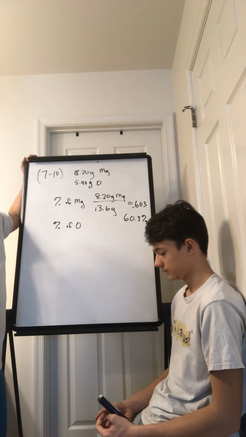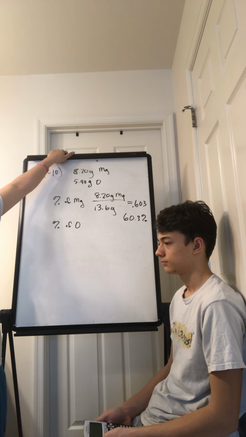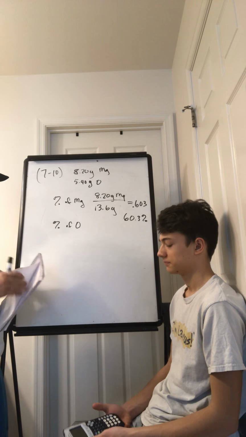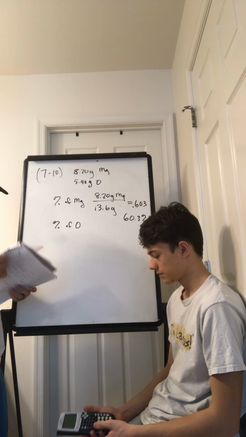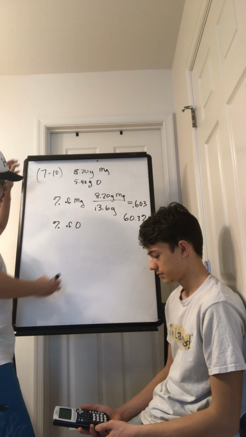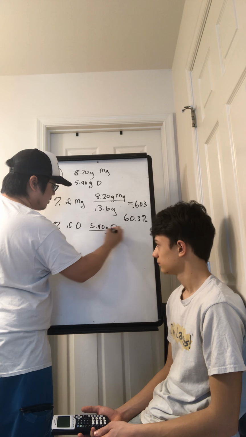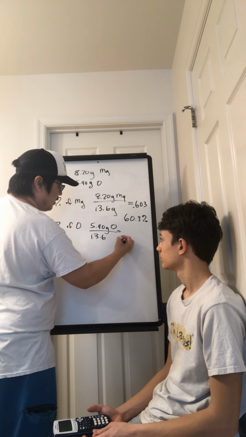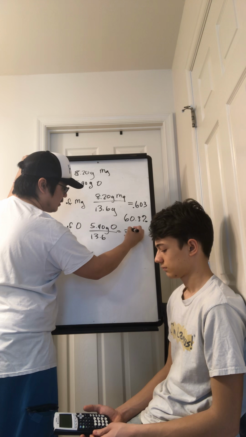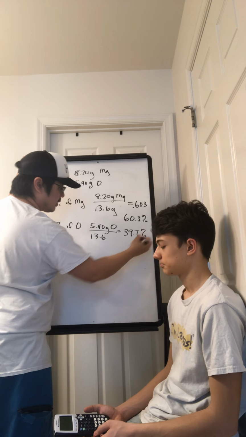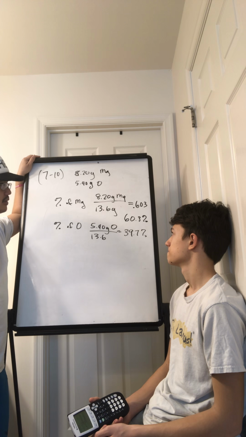Does that make sense? And then for the oxygen, what'd you get for the oxygen? Do you know how to do it? You did it already on your calculator. 0.397, so it's 39.7%. Yeah. That's it.